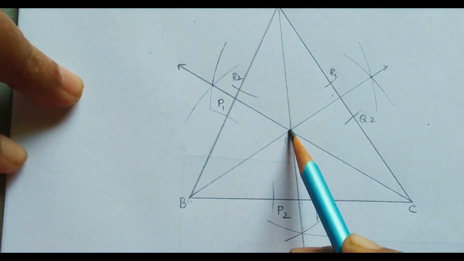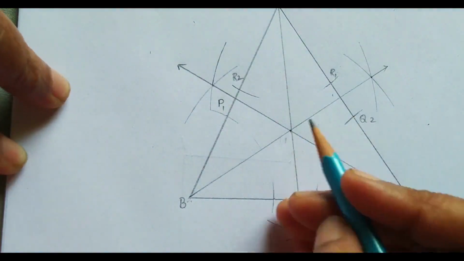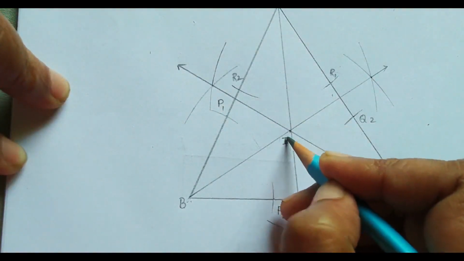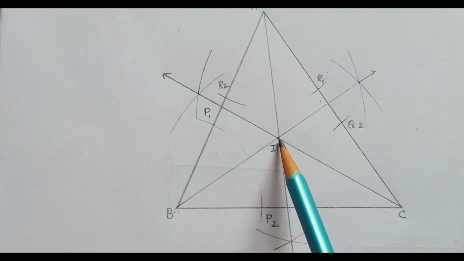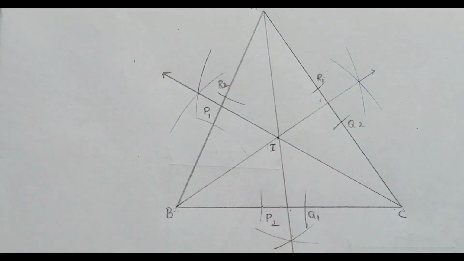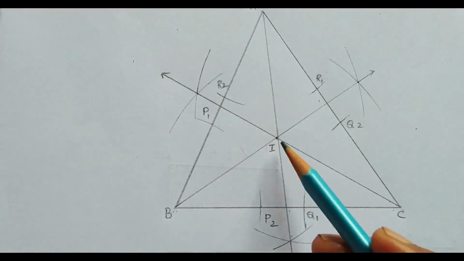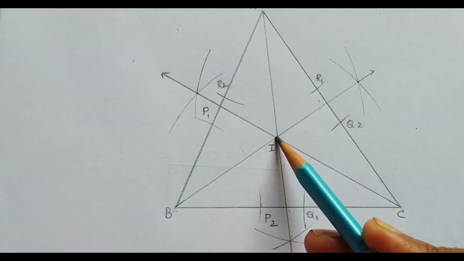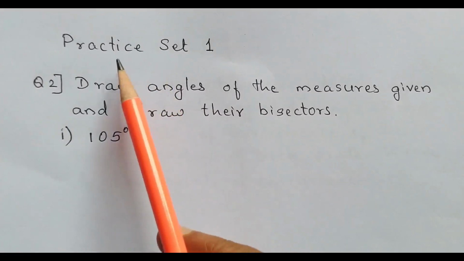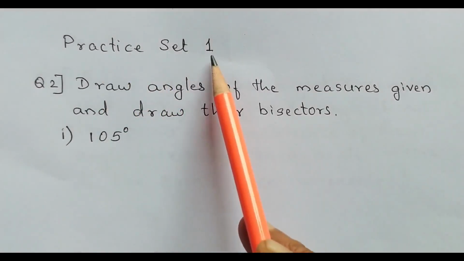Now this is the point of concurrence. Let us name this as I. The point of concurrence of the angle bisectors is called the incenter of the triangle. We also observe that the point of concurrence is in the interior of the triangle. Now let's solve a question from practice set number 1.